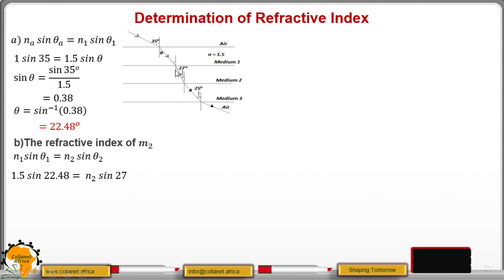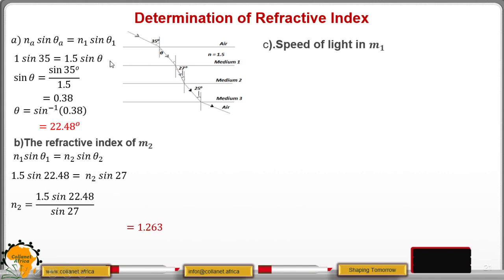Again, you can see that the angle of refraction here will be 27 because this angle and this angle are the same. So what is left as unknown is n2. We can make it the subject of the formula by dividing through by sine 27. So 1.5 sine 22.48 degrees divided by sine 27 will give you 1.263. Remember, you have to key in your calculator and make sure that you put the brackets before you divide.